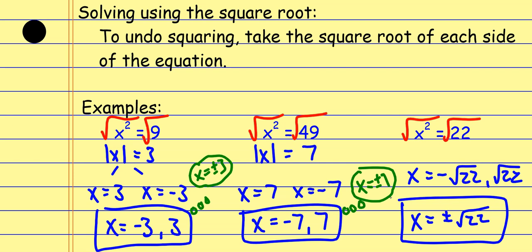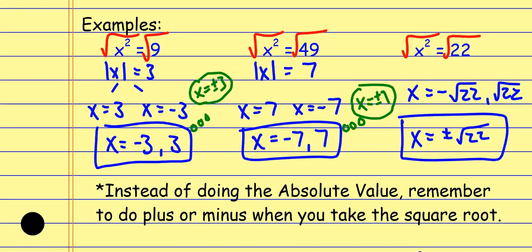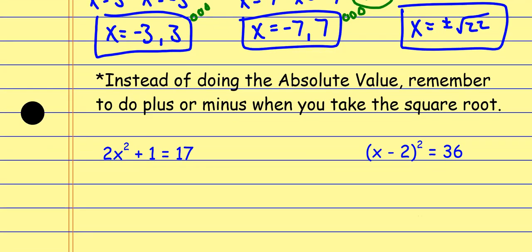We've seen plus or minus signs in front of square roots before, all right? But now we're applying that to a situation. And so again, we don't have to remember the absolute value. It's the technicality that causes this to happen. But really the little shortcut here is, instead of doing the absolute value, whenever we take the square root of each side, we have to remember to do plus or minus that thing, okay?